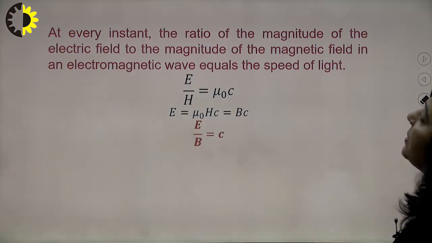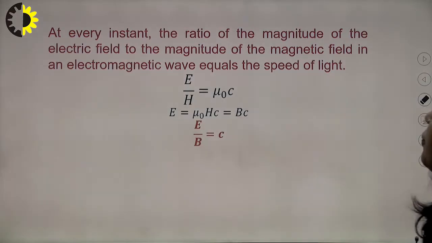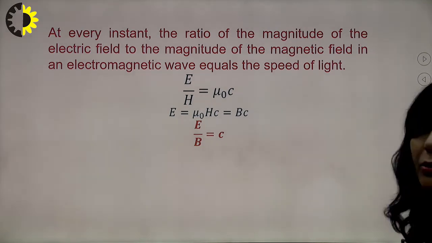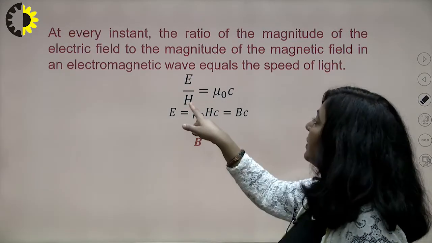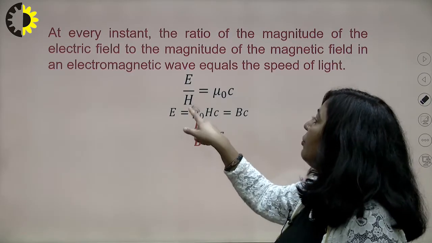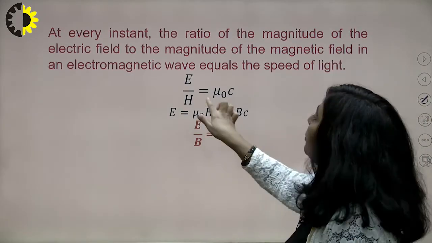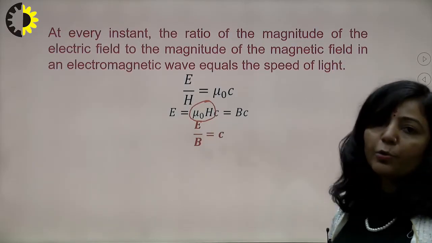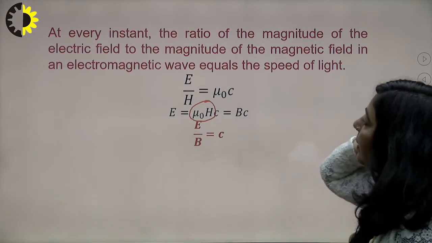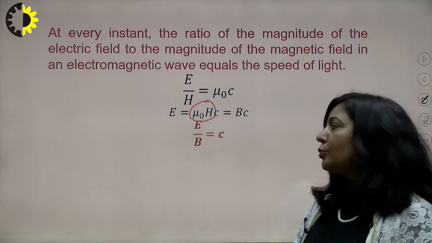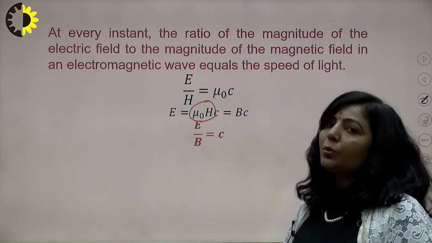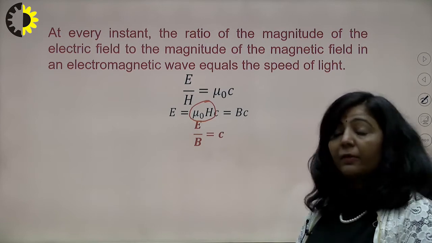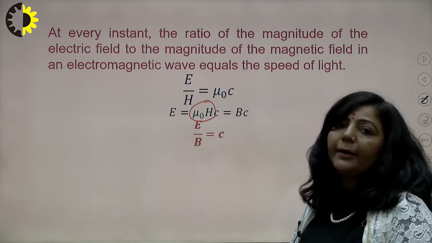At every instant, the ratio of the magnitude of the electric field to the magnitude of the magnetic field in an electromagnetic wave equals the speed of light. How is this statement written? You know E by H is mu naught C, so E can be written as mu naught H C, and mu naught into H is capital B, the magnetic flux density. So you get E is equal to C into B. The ratio of the electric field to the magnetic flux density, E upon B, is equal to C. This is another way to represent the ratio of E and H.